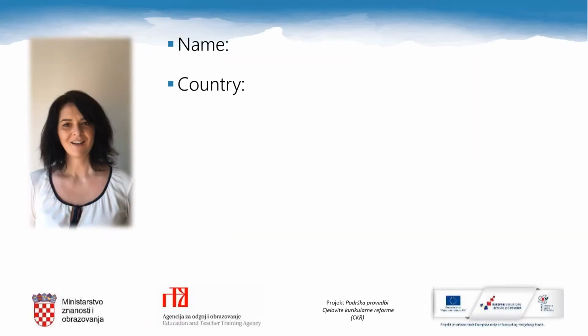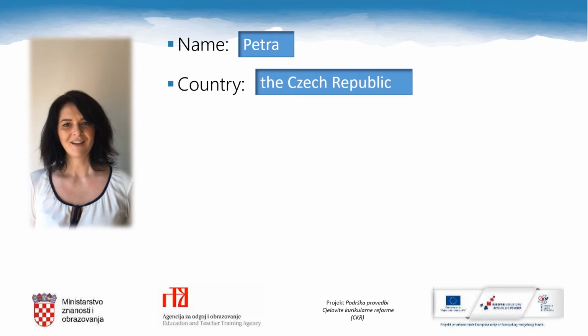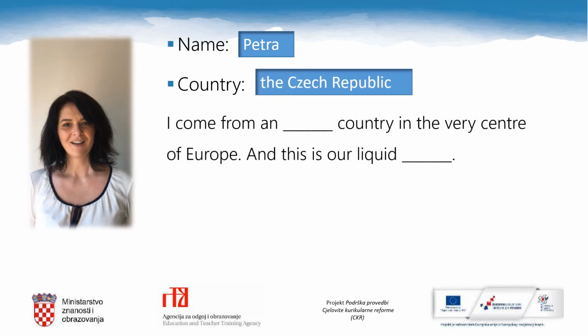And our last mystery person for today is Petra, and she comes from the Czech Republic and said, I come from an inland country. Inland country means the country is surrounded by other countries and it doesn't have a sea. And it's in the very center of Europe. And this is our liquid gold.